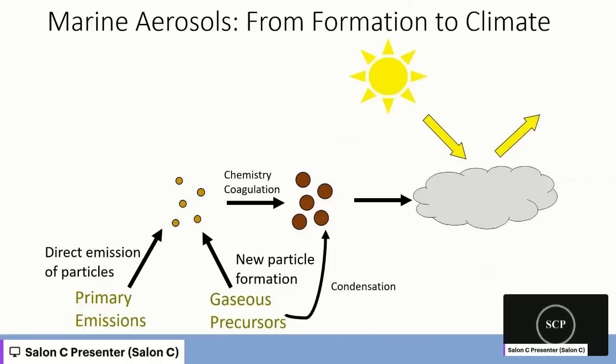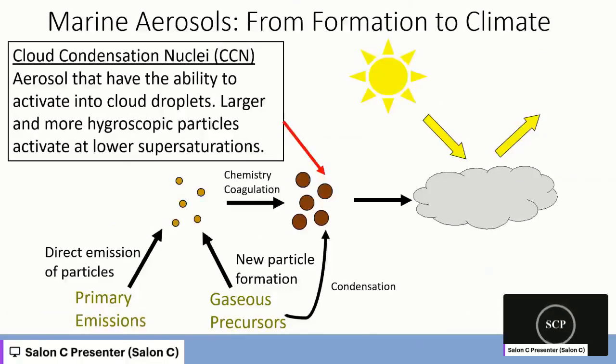And of course, the clouds are how aerosols most impact the climate. So these particles that have the ability to turn into cloud droplets we call cloud condensation nuclei. And the larger the particles are and the more hygroscopic the particles are, the more likely they are to activate, to turn into cloud droplets, at a lower supersaturation. So basically, whether a particle can turn into a cloud droplet at a given supersaturation depends on how large the particle is, so the larger the better, and how hygroscopic the particle is.